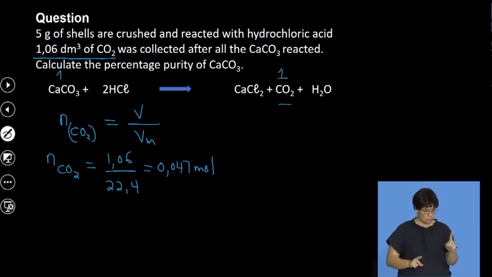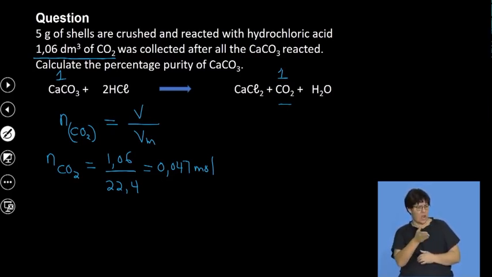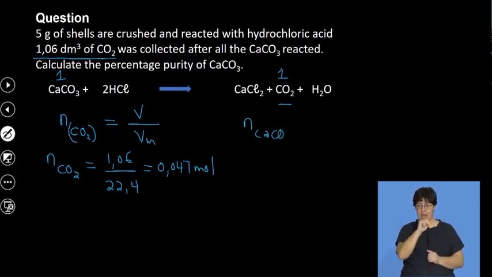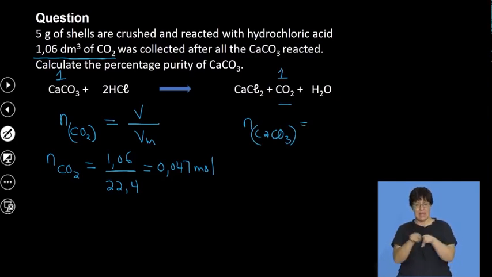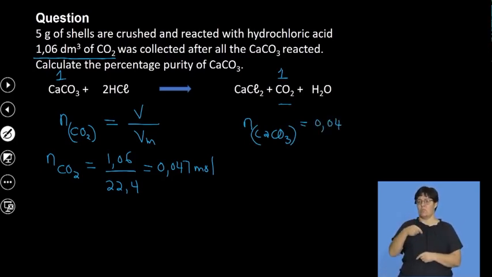Now, if we work backwards, 1 mole of carbon dioxide is produced by 1 mole of calcium carbonate. It means how many moles of calcium carbonate are present? The moles of calcium carbonate is the same number of moles, because it's 1:1, so 0.047 moles. This is based on the stoichiometric ratio.